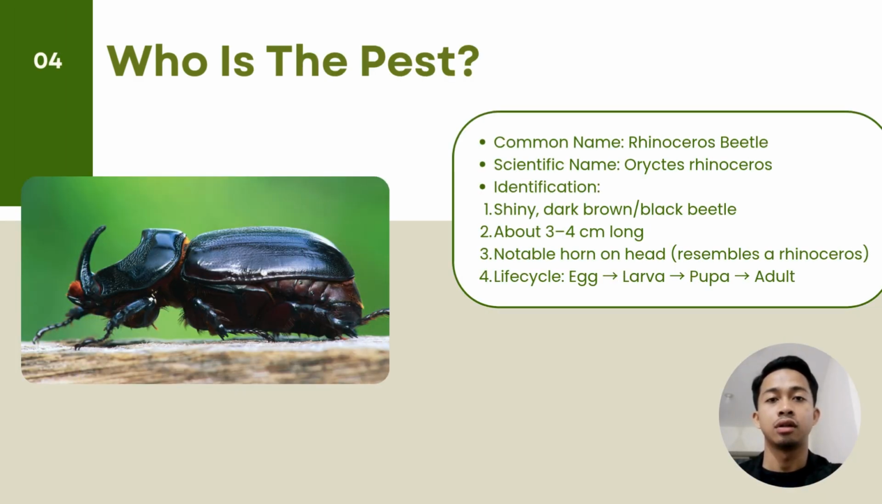The rhinoceros beetle, Oryctes rhinoceros, belongs to the order Coleoptera, which means it is a type of beetle. It is known for its distinct horn-like structure on its head, similar to a rhinoceros, which is how it got its common name. The adult beetle is shiny, dark brown or black in color, and typically grows between 3 to 4 centimeters long. It has strong mandibles and thick forewings. The beetle undergoes complete metamorphosis, which includes the egg, larva, pupa, and adult stages. The larvae are large, white grubs that live in decomposing organic matter, while the adults are the main damaging stage, actively flying to palm crowns at night to feed.